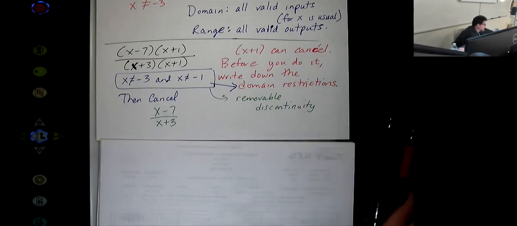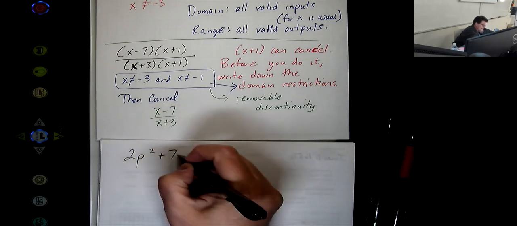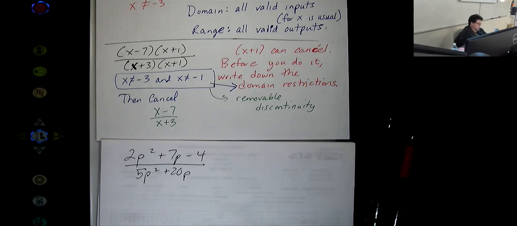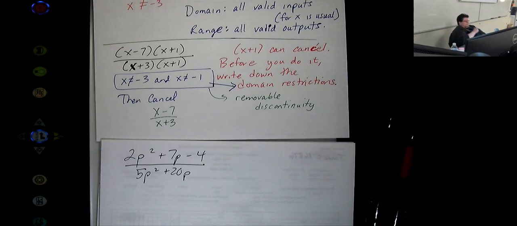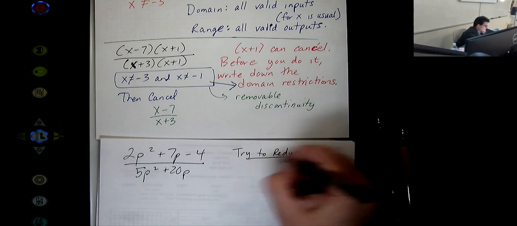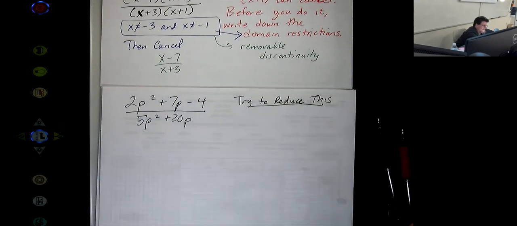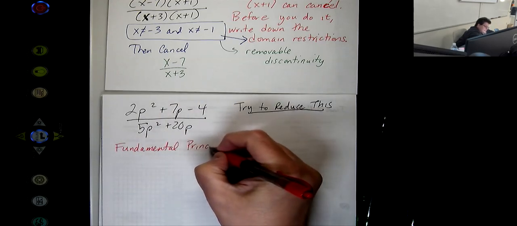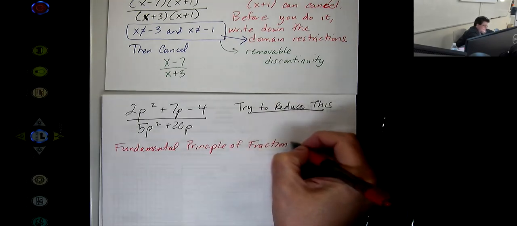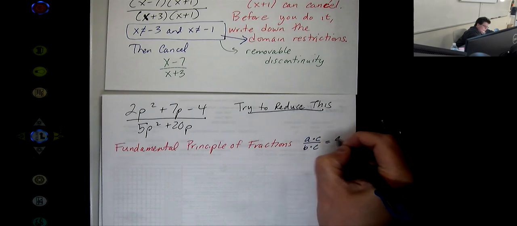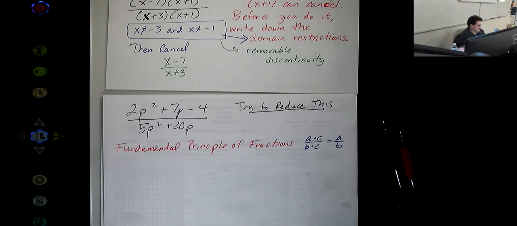Sometimes we don't start in that form. If I give you 2p squared plus 7p minus 4 over 5p squared plus 20p, we want to try to reduce this. If you want a fancy name for this, this is called the fundamental principle of fractions by some people. That rule says that A times C over B times C just equals A over B, meaning you can cancel the C's out. It's a fancy name for a pretty trivial thing.